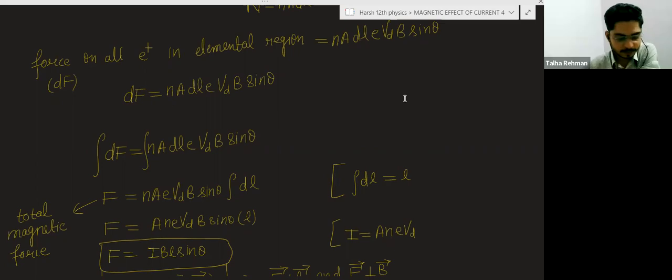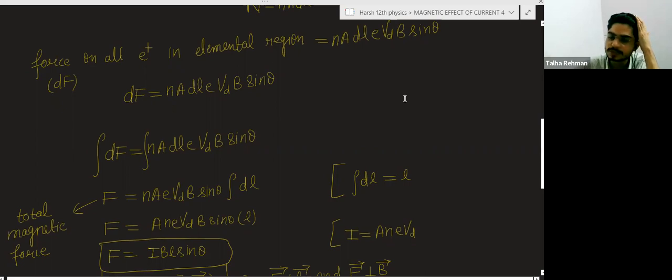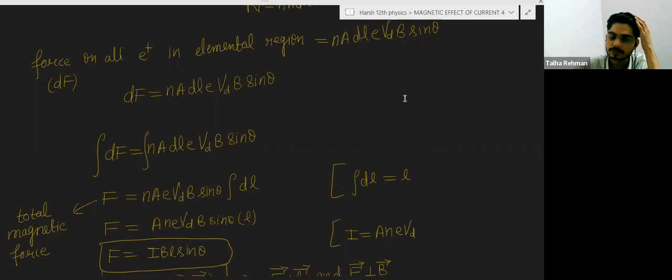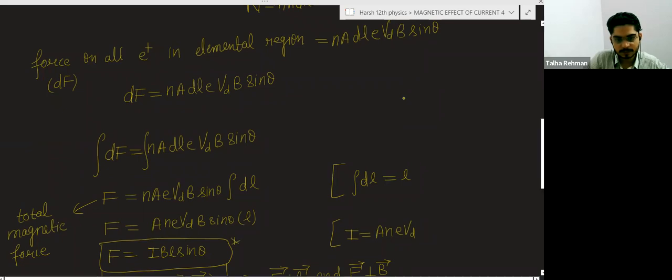The question is very simple, but you should know the formula of the radius where the charged particle is moving perpendicular to the magnetic field. Then you can solve this question. This result is very useful.